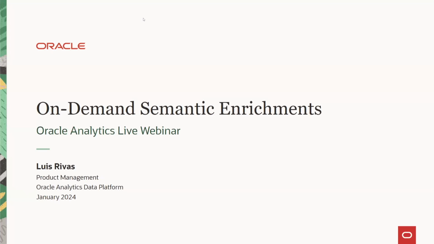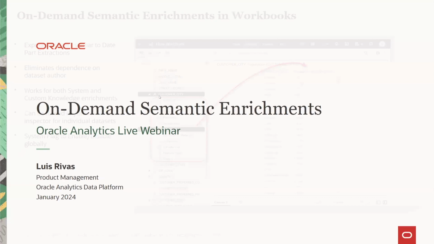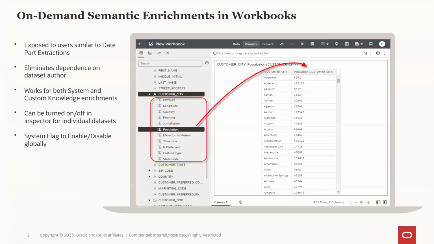There we go. So today I'm going to give you a quick overview of a new feature. I think it's a cool feature that exposes semantic enrichments to workbook authors. These semantic enrichments were traditionally available only to dataset authors, and now we're exposing them to workbook authors as well. This feature eliminates the need for the dataset author to guess which semantic enrichments the consumers of the dataset would be using. It works seamlessly with both custom and system knowledge.